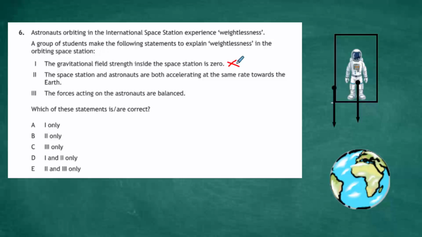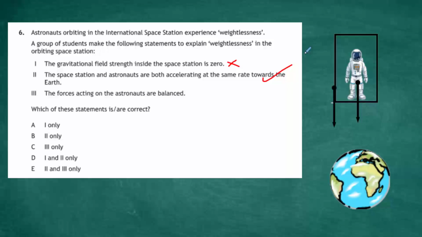The space station and astronaut are both accelerating at the same rate towards the Earth. That's what we've got here. The spacecraft is falling down towards the Earth, accelerating down towards the Earth, but so is the astronaut. They're accelerating at the same rate. Therefore, they'll not experience the push of the floor acting on them, and that gives you the perception of weight. So in this situation, statement 2 is going to be correct.